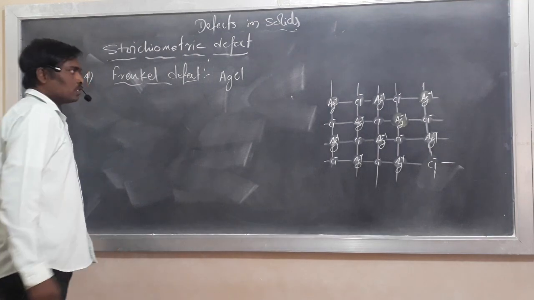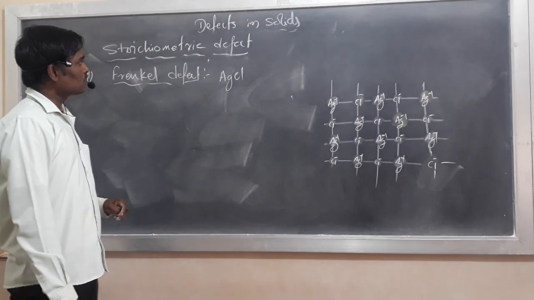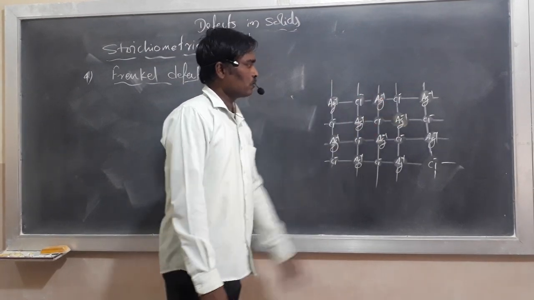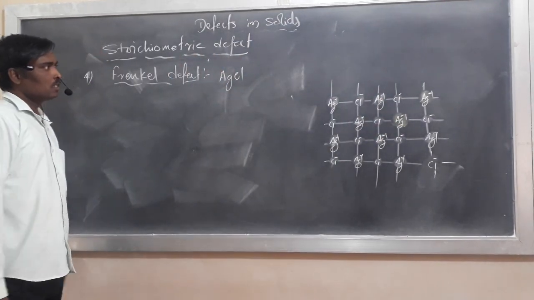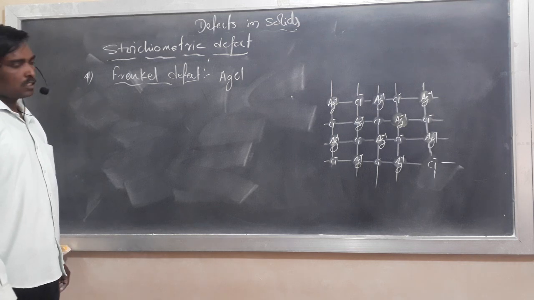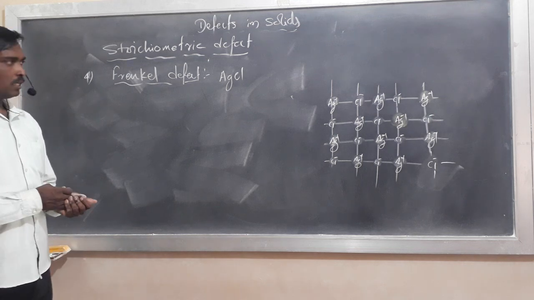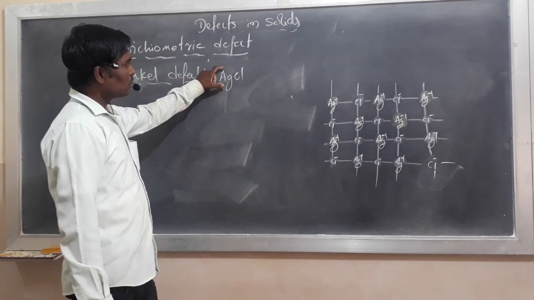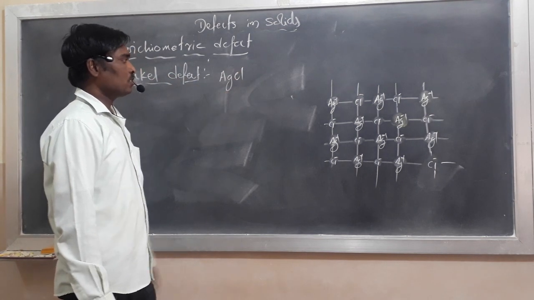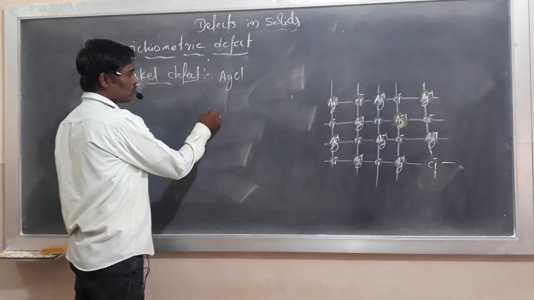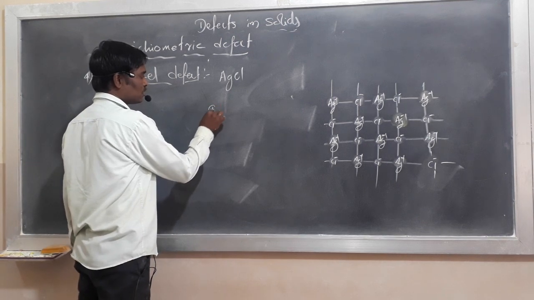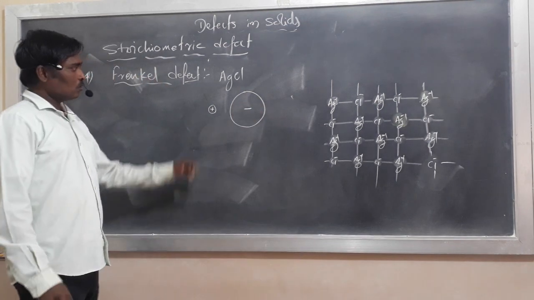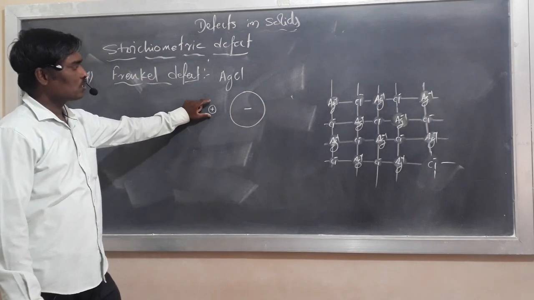So now this is the silver chloride crystal. This is the arrangement of the ions in silver chloride. And in Frenkel defect, what happens is there is a large difference between the silver and chloride ions. Usually we know the cations are small in size, whereas the anions are large in size. So here the silver ions are small in size.